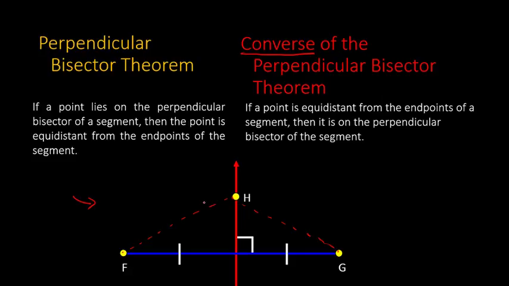Okay? So again, the converse of the perpendicular bisector theorem tells me that if I have some point H that's equidistant to 2 points F and G that form a line segment, then H must be on the perpendicular bisector of the segment. If you need to, take a moment to rewatch this section on the perpendicular bisector theorem and the converse to keep them straight.